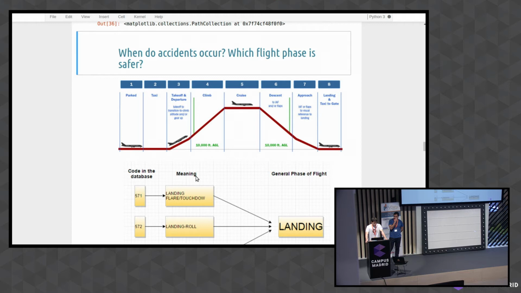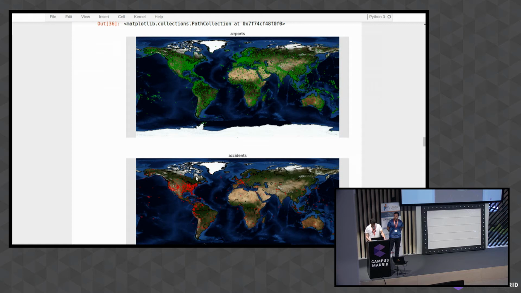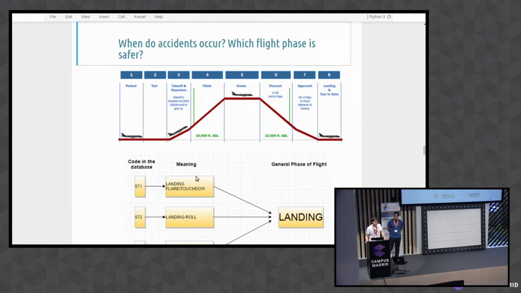Okay, another question is, when do accidents occur? Are they likely to happen in every phase of flight? Just briefly, the flight starts with the plane parked, then you taxi to the runway. Once you are on the runway, you take off, you have a phase of climb, then you reach the cruise altitude. This is the most part of the flight. At some point, you are near your destination, so the pilot puts less power on the engines, you start descending, and we have a phase of approach to the airport, and finally, the landing.